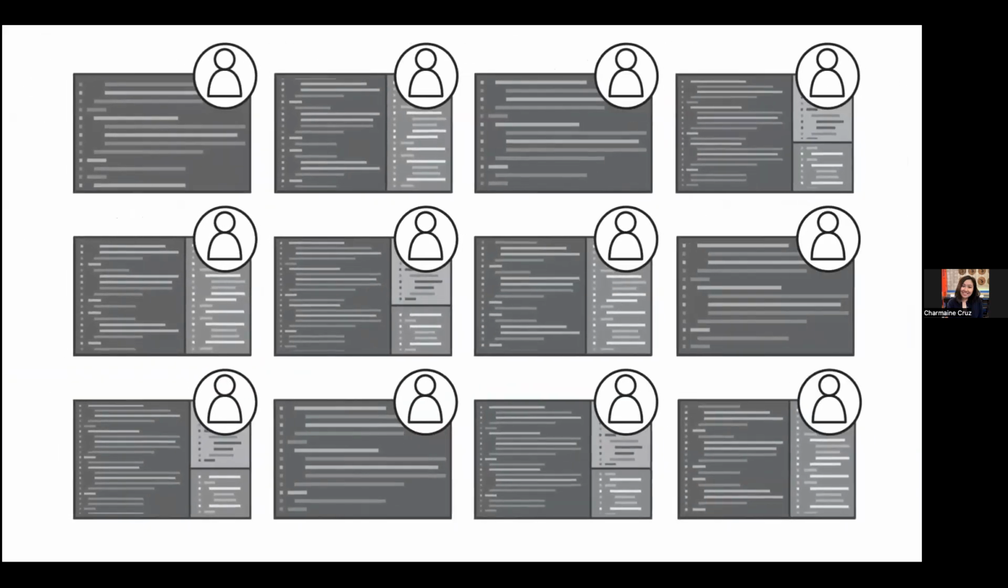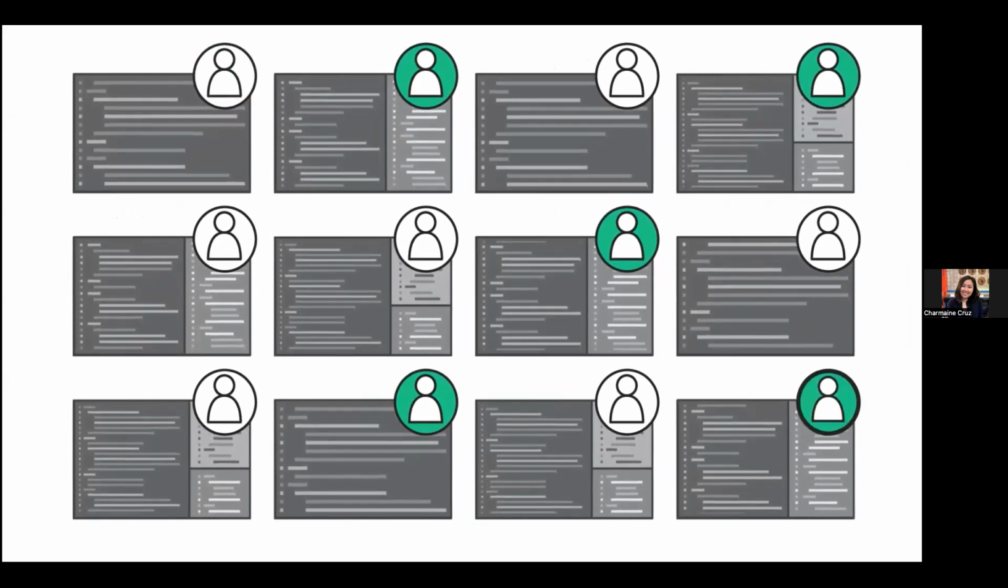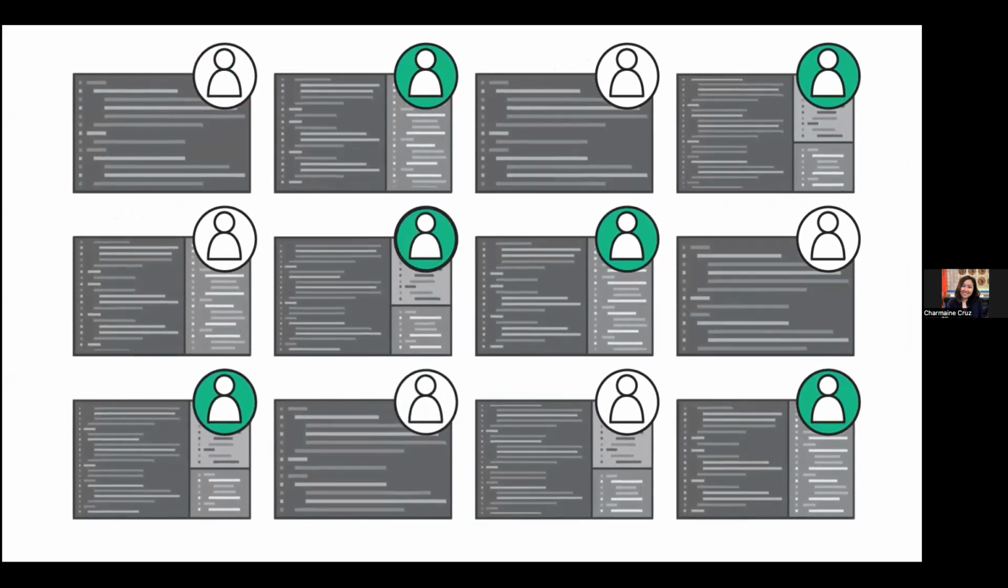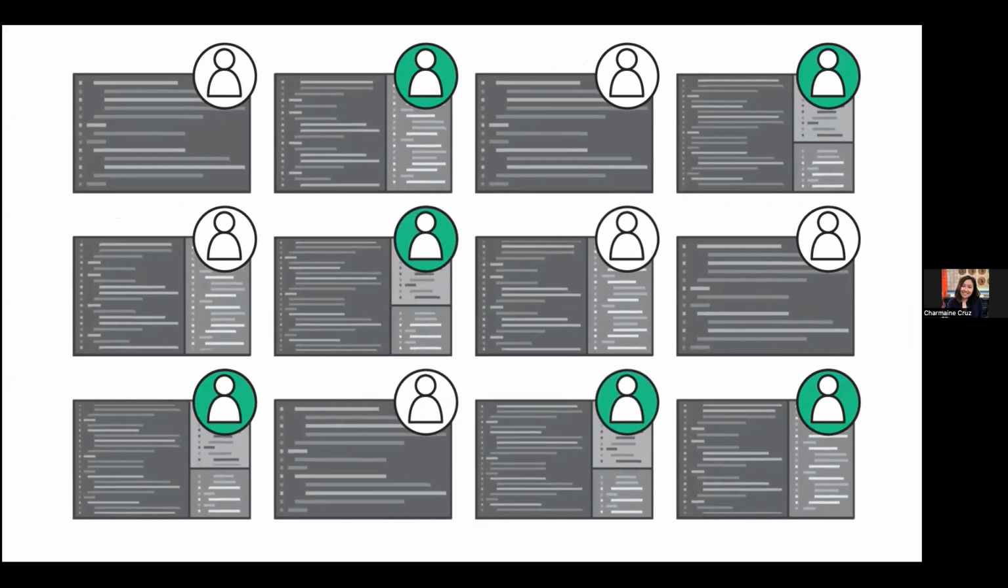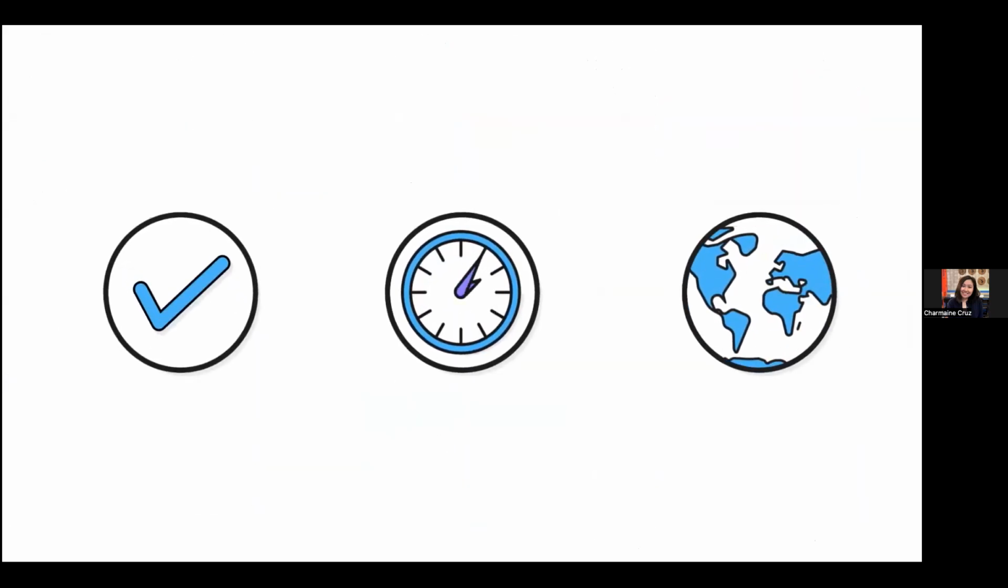CodeCommit is integrated with AWS Identity and Access Management, allowing you to assign user-specific permissions to your repositories so that you can control and monitor who can access your data, as well as how, when, and where they can access it. CodeCommit works with your existing Git graphical clients and tools.